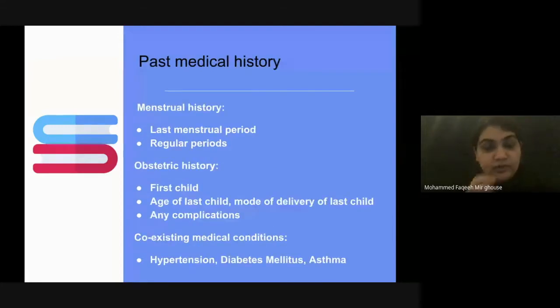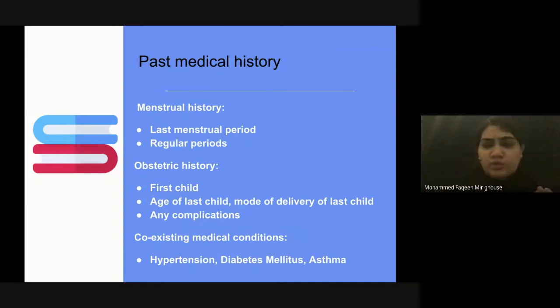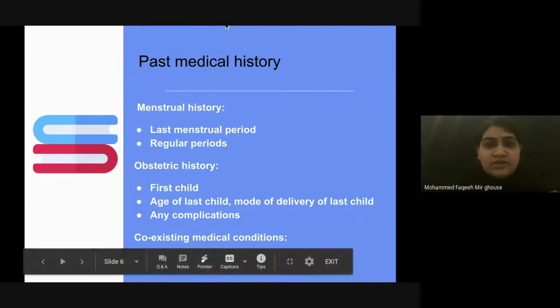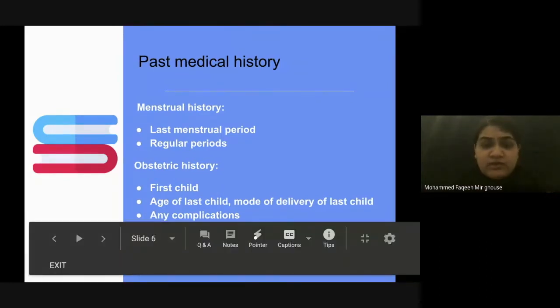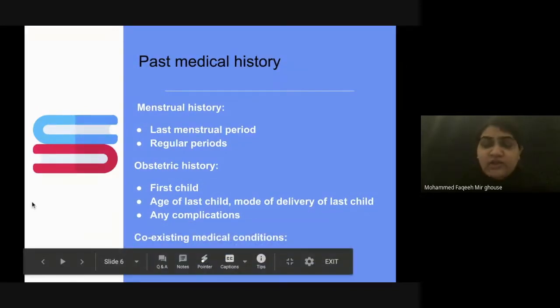Now, moving on to past medical history. So here, when was your last menstrual period? Did you have regular periods? Just two questions, move on. Is this your first child? If they say, no, this is not my first child, then you need to ask, okay, what about your last child? And how was the last child delivered?